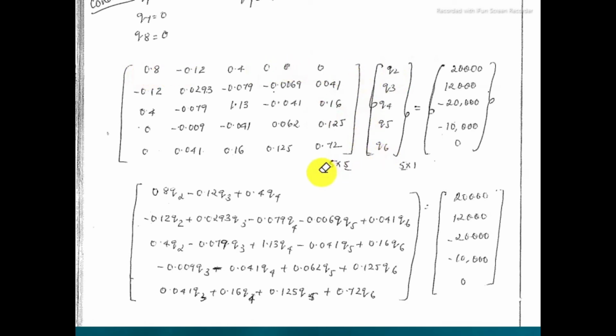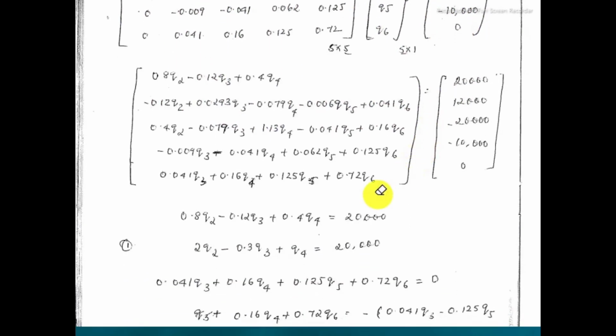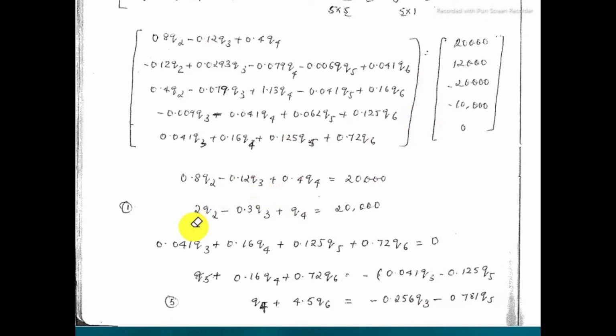It will be quite difficult to write the separate equations, but by multiplying the first row and the column, you get 0.8 Q1, 0.8 Q2 minus 0.12 Q3, 0.4 Q4, 0, 0 is equal to 20,000. Again for the second equation, second row and first column multiplication is equal to 12,000. The third equation gives minus 20,000. The fourth, minus 10. The fifth is equal to 0. In the same form you will get all these equations.